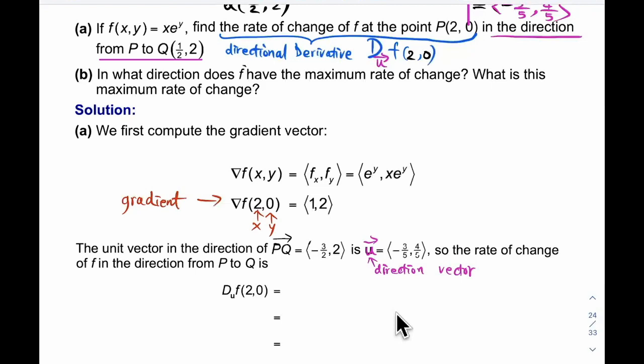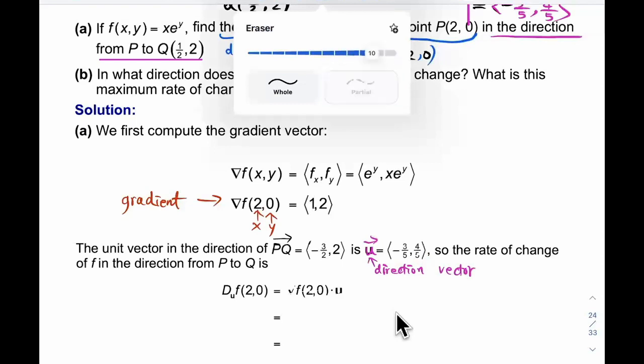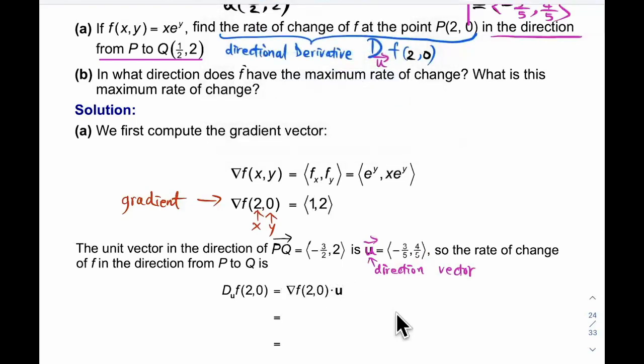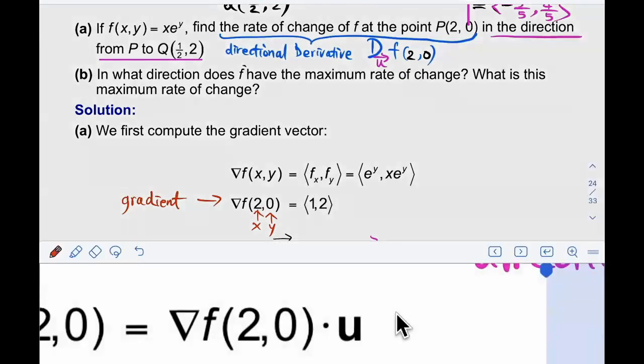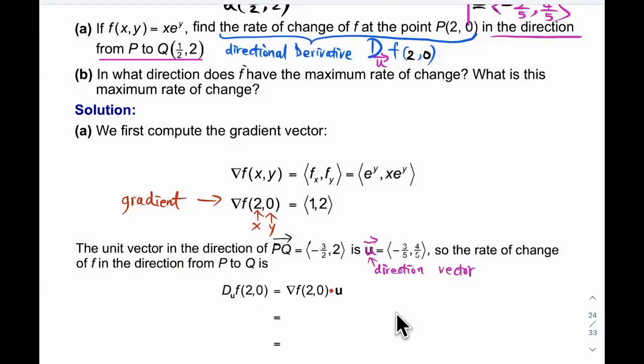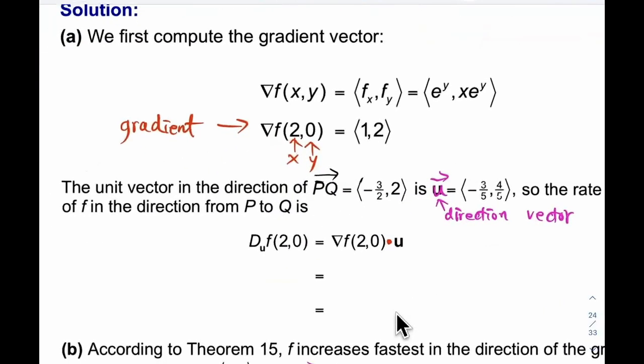Okay. At the point (2, 0), then all we have to do is take the dot product of this with this direction vector, right? Agree? Okay. So let's take the dot product. I will emphasize this is the dot product, so I'll put a big dot over there.